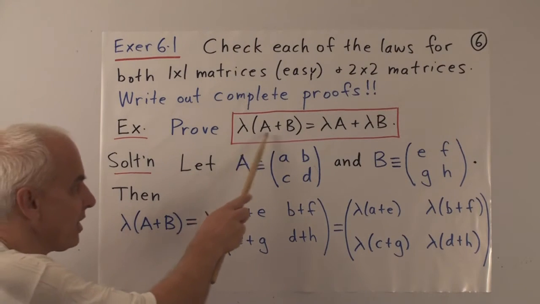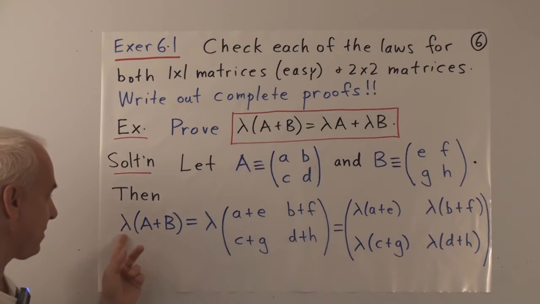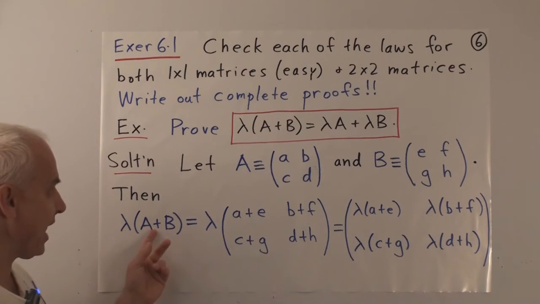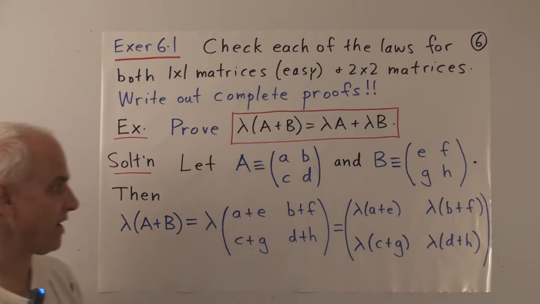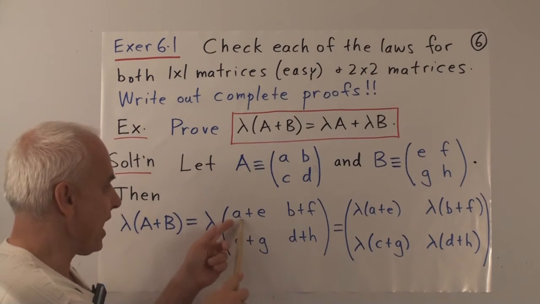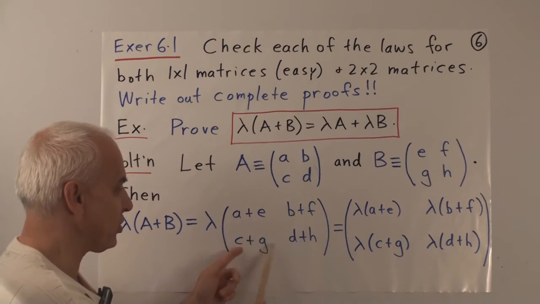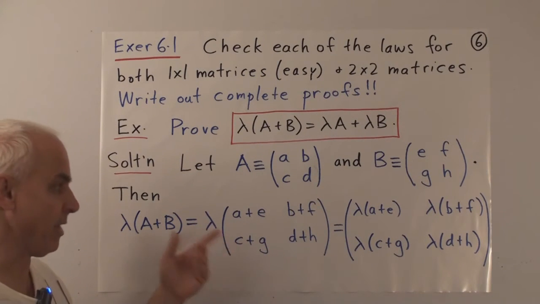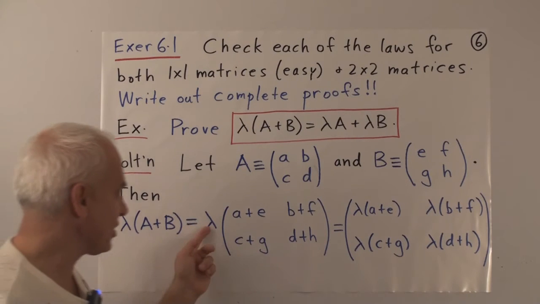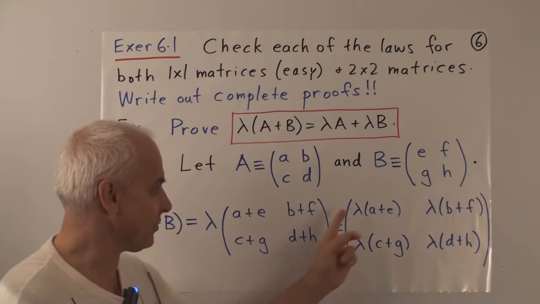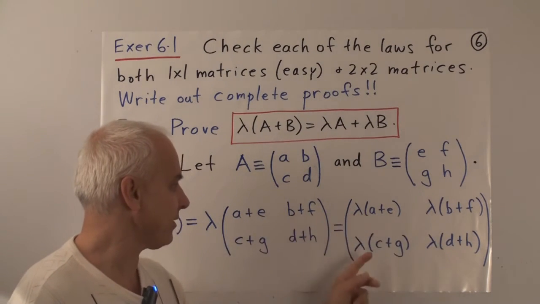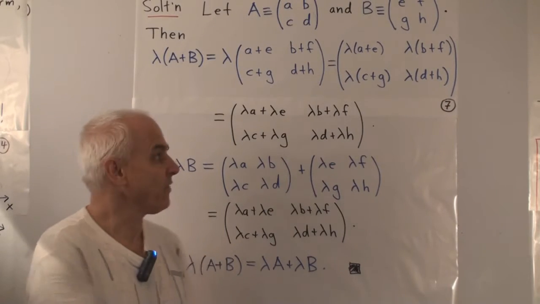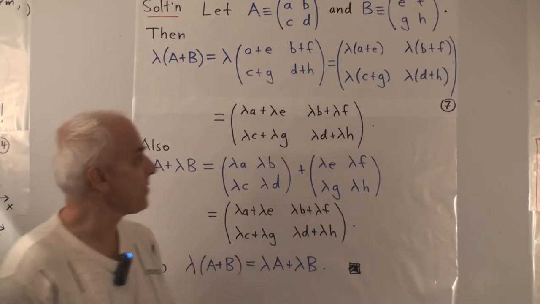Alright, then what happens? Well, I'm going to compute this left-hand side. So lambda times (A plus B). What is it? Well, there's A, there's B. I know how to find the sum. The sum is a plus e, b plus f, c plus g, and d plus h. And now I have to multiply by lambda. I know how to multiply by lambda. I just multiply each of the elements by lambda. So there's lambda times that, lambda times that, lambda times that, and lambda times that. So we've just established this formula.